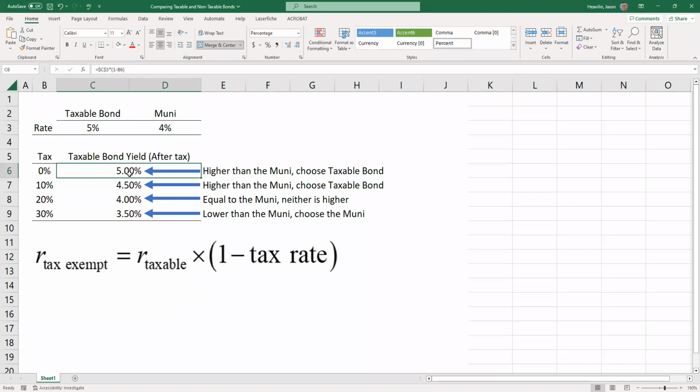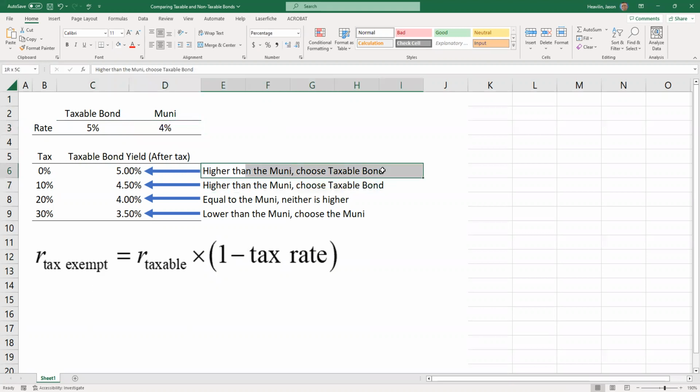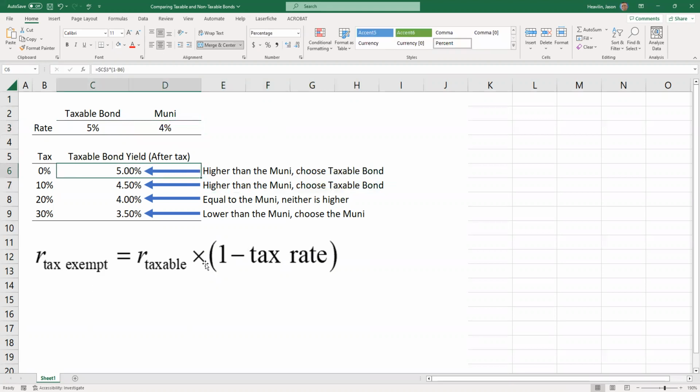not paying taxes, which when you compare it to the 4% here, then it means that you're better off buying the taxable bond. And since the 5% is higher than the municipal bond, then you choose the taxable bond because you end up with a higher yield.